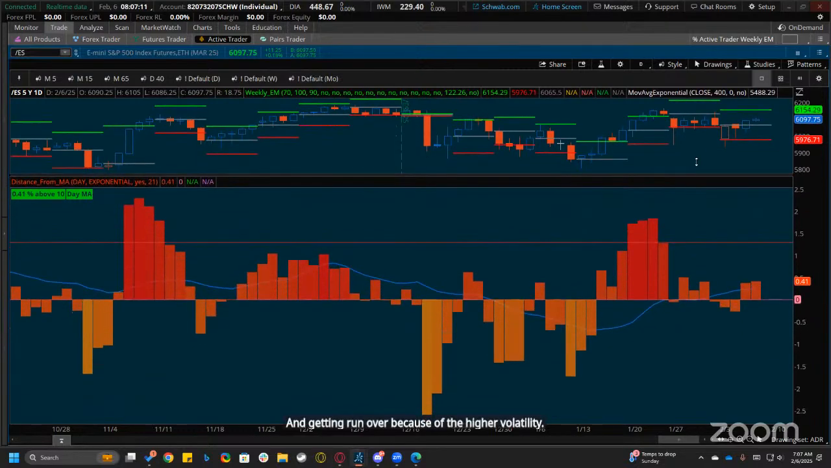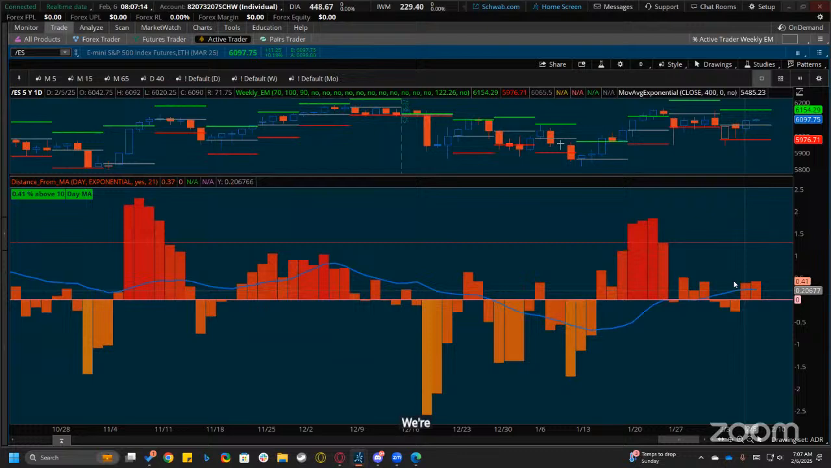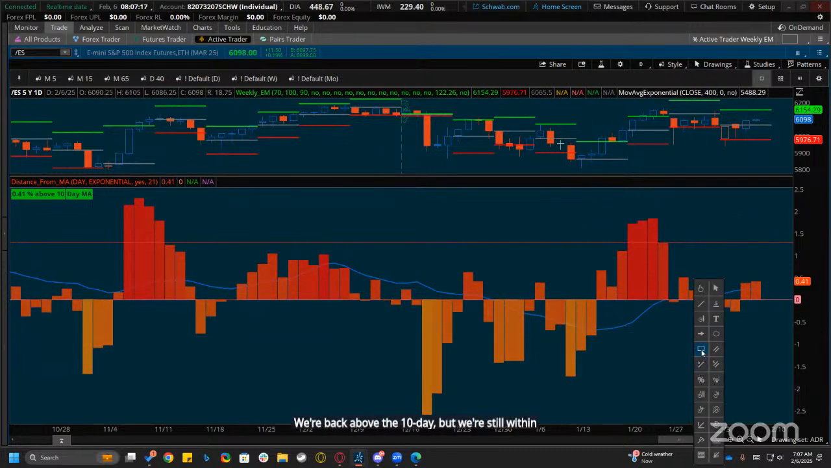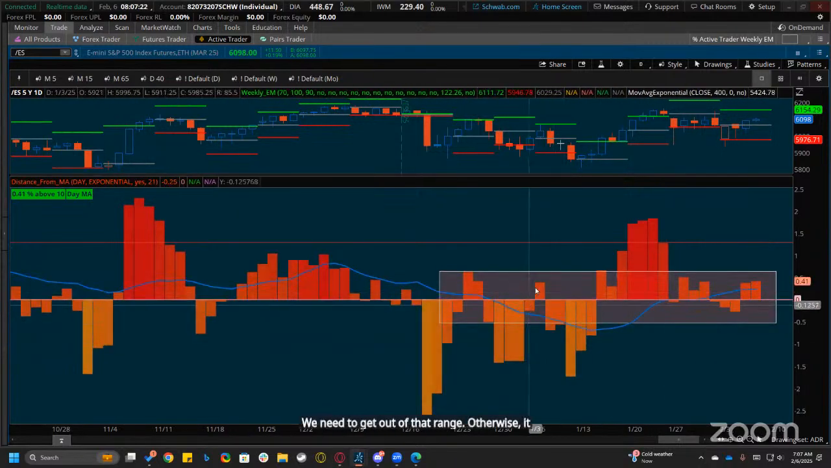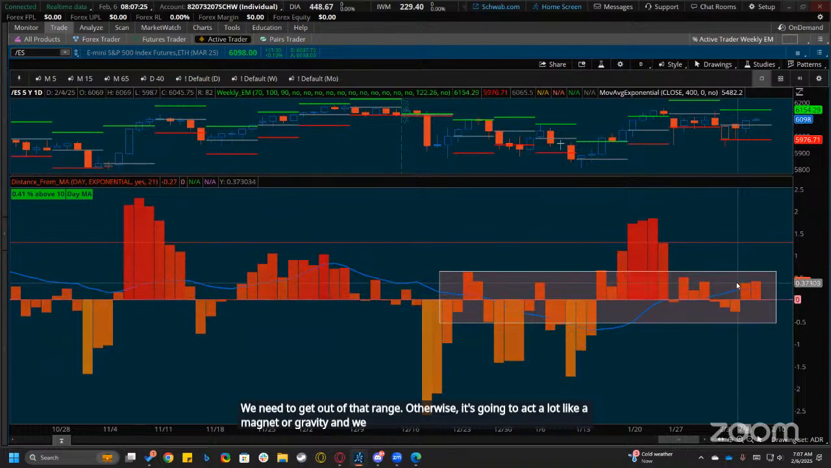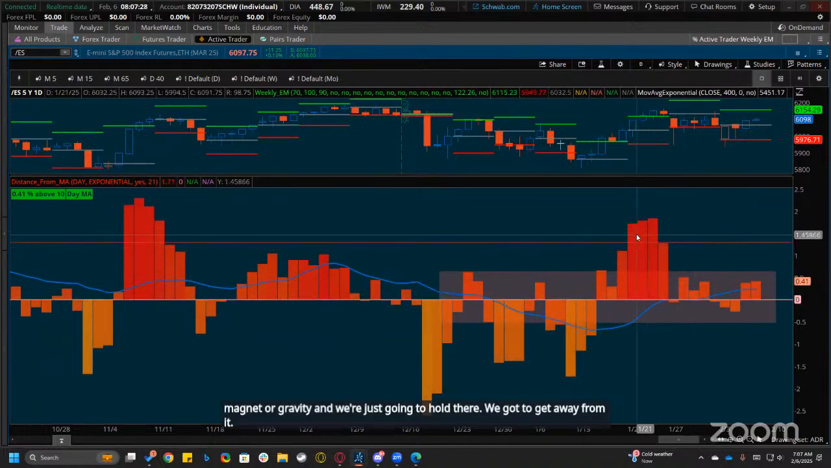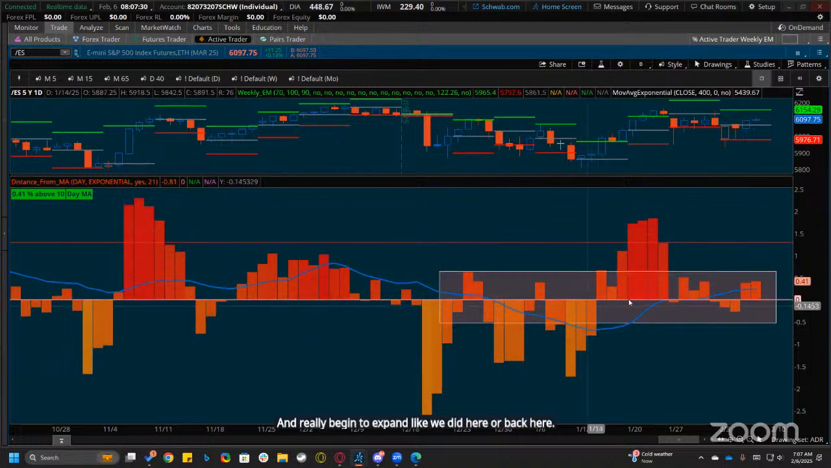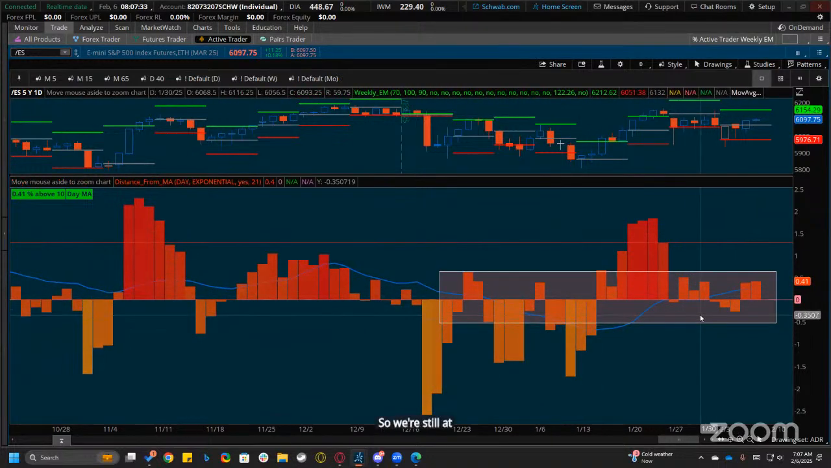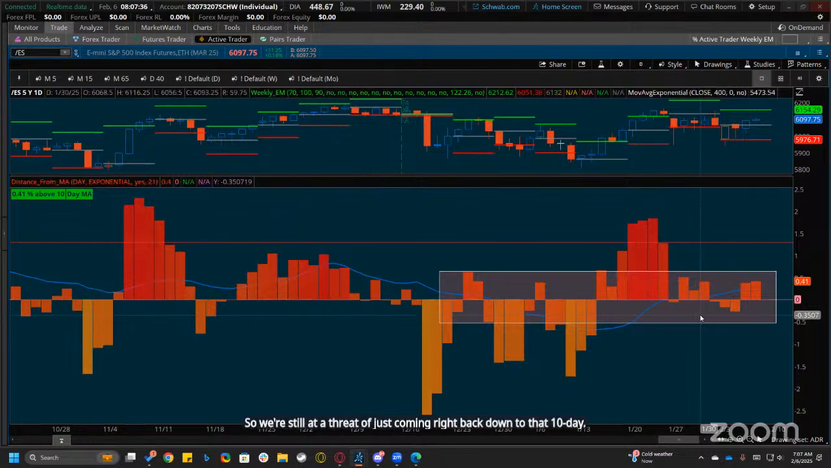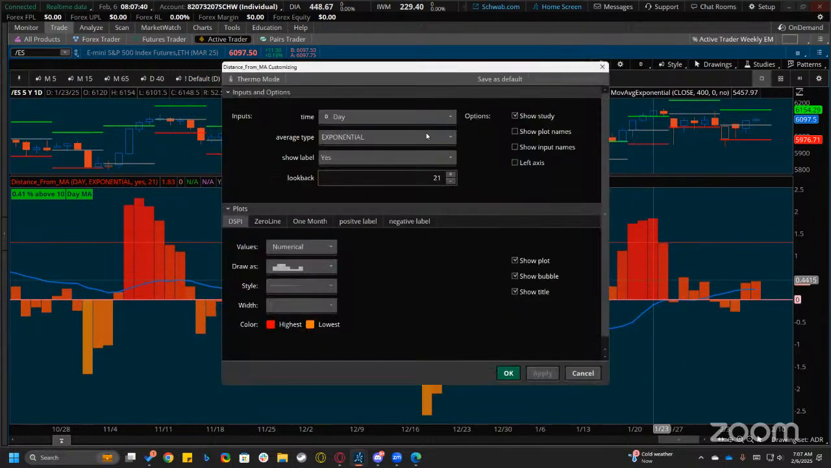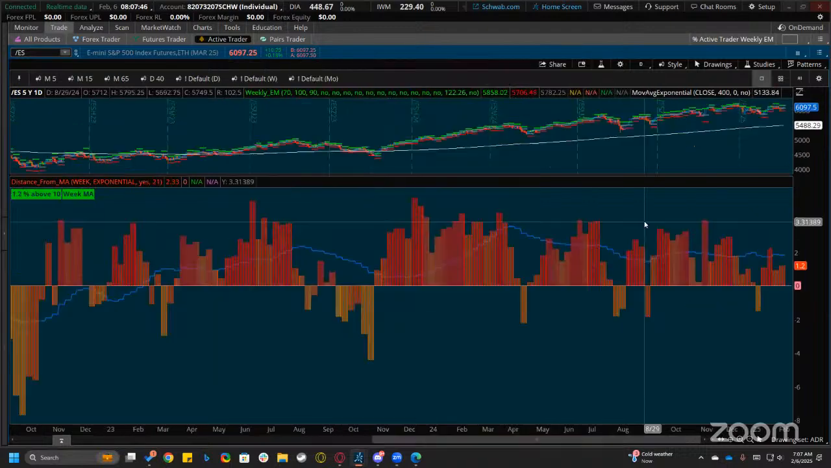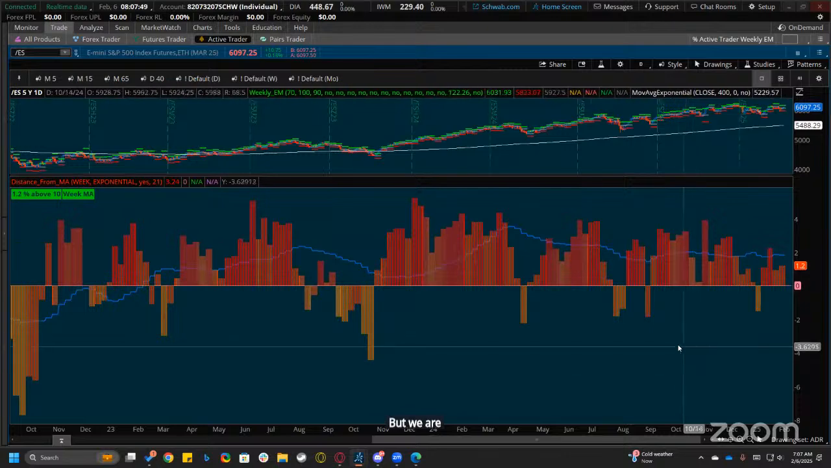We're back above the 10-day, but we're still within the threat zone. We need to get out of that range. Otherwise, it's going to act a lot like a magnet or gravity, and we're just going to hold there. We got to get away from it and really begin to expand like we did here or back here. So we're still at a threat of just coming right back down to that 10-day. But we are above it, so that's a positive.